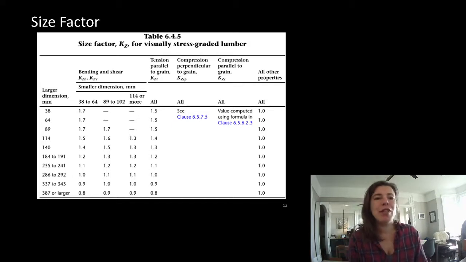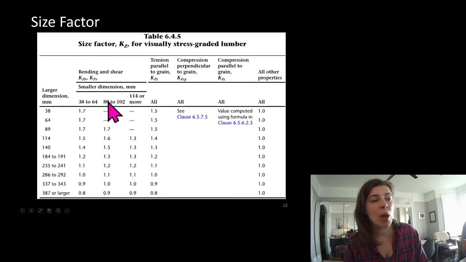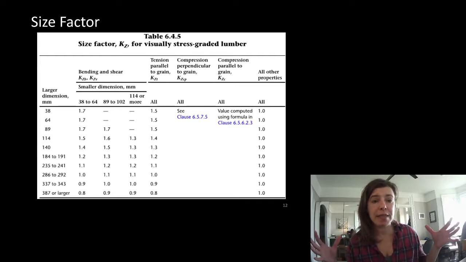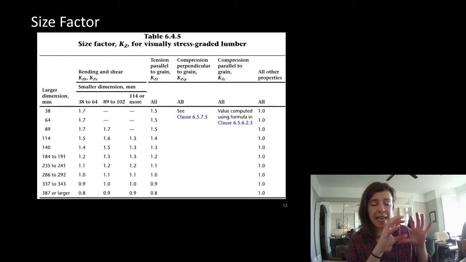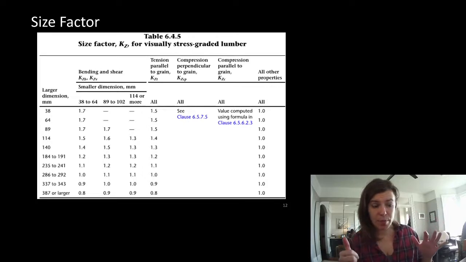Size factor. You guys hated me, I'm sure, for size factor with compression elements. Bending elements are a lot easier. We actually just get to pull it off a table here. So for bending and shear, we look at what the larger dimension is, and we look at what the smaller dimension is, and we can pull off what the factor is for size. Remember, the bigger the element, the smaller the reduction factor, or we lower the capacity of the element, because the odds of a knot being hidden somewhere in the element go up.